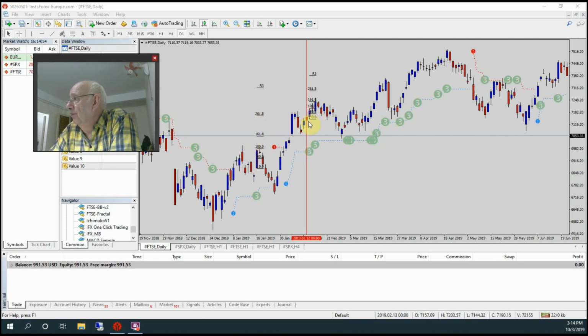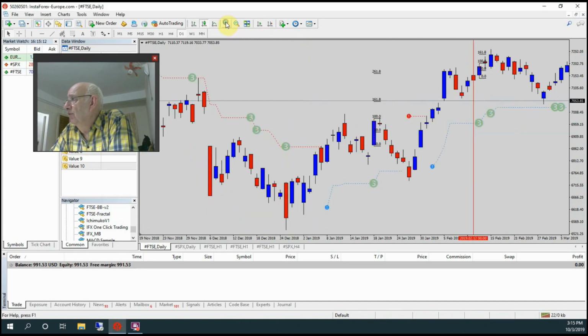In February we got our signal over here. I placed a buy order on the high of that candle, my stop loss down here, my target on that level over there. As you can see, we were entered into the trade. We didn't really have a close above the 161.